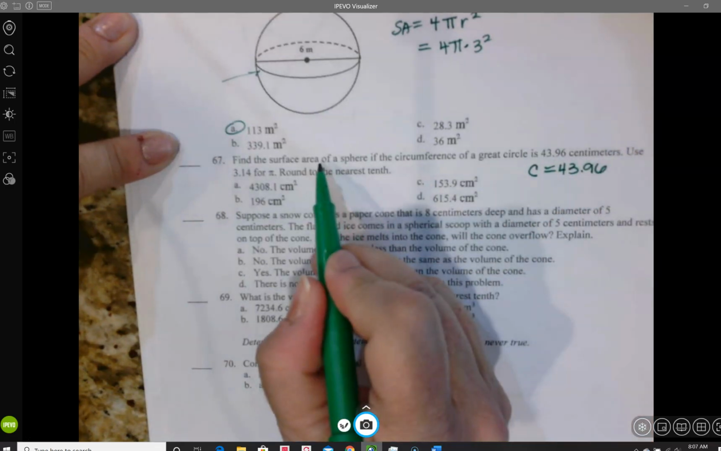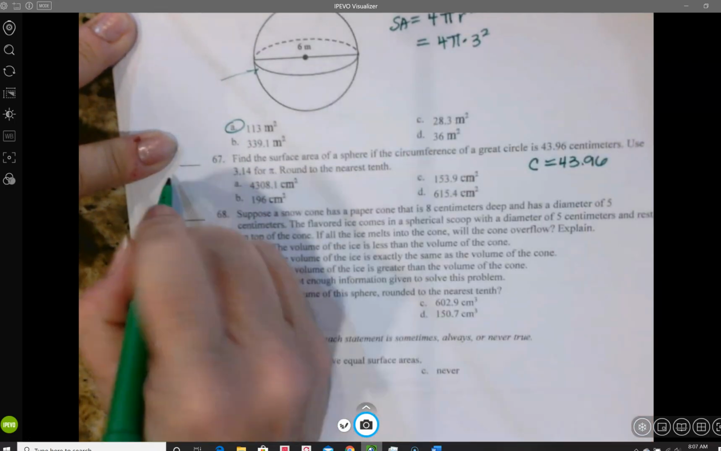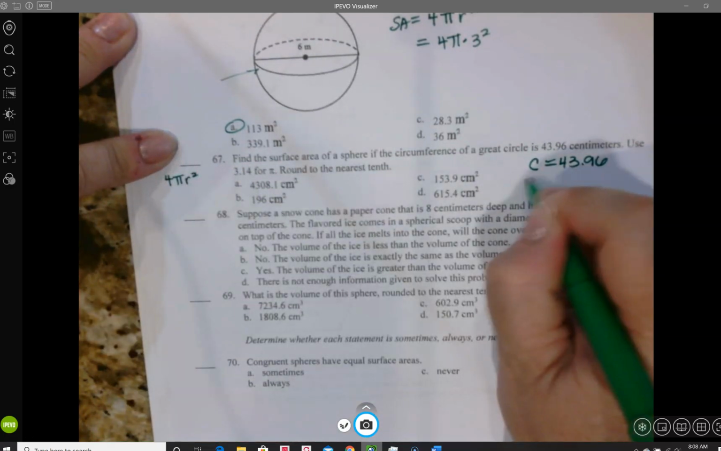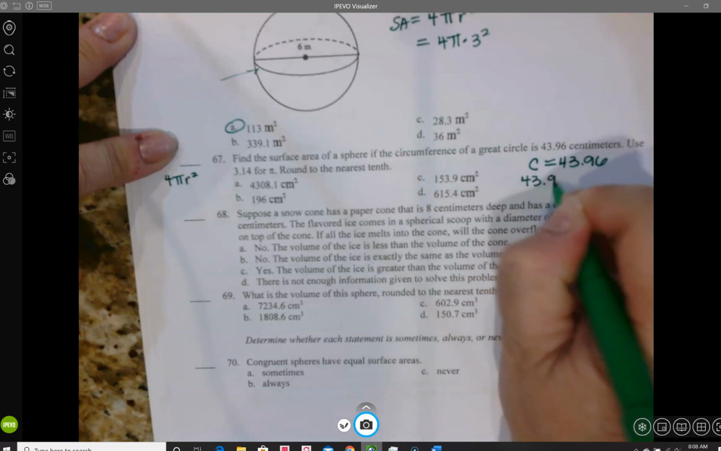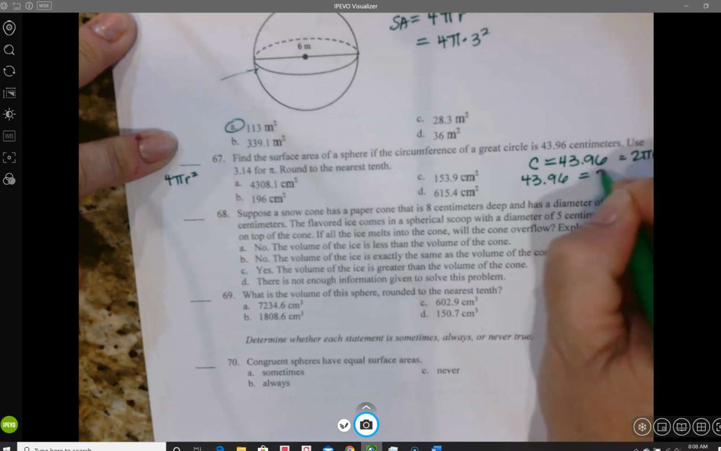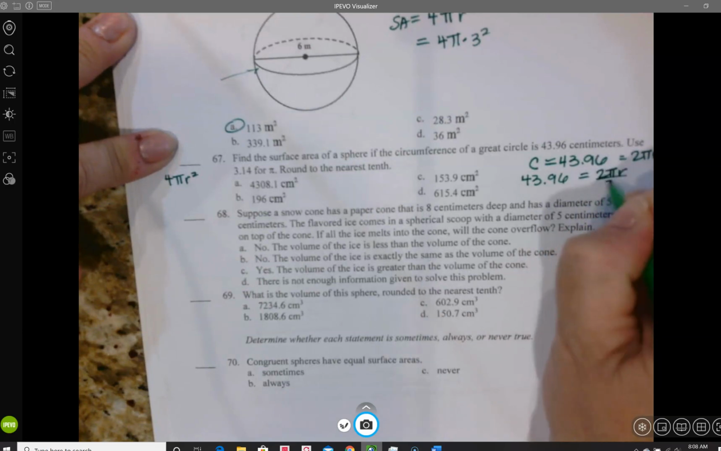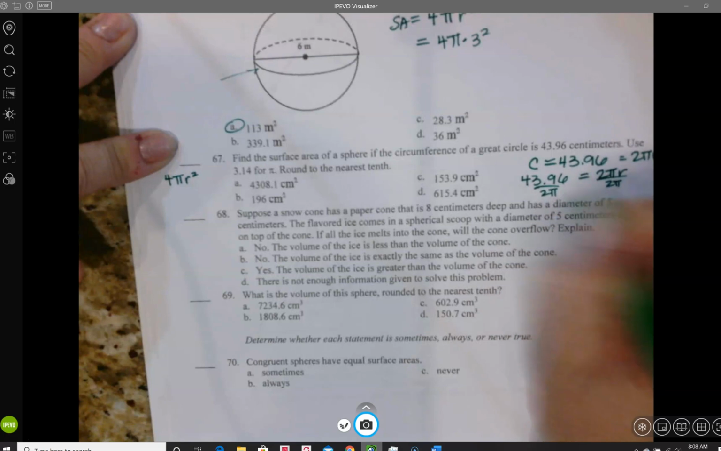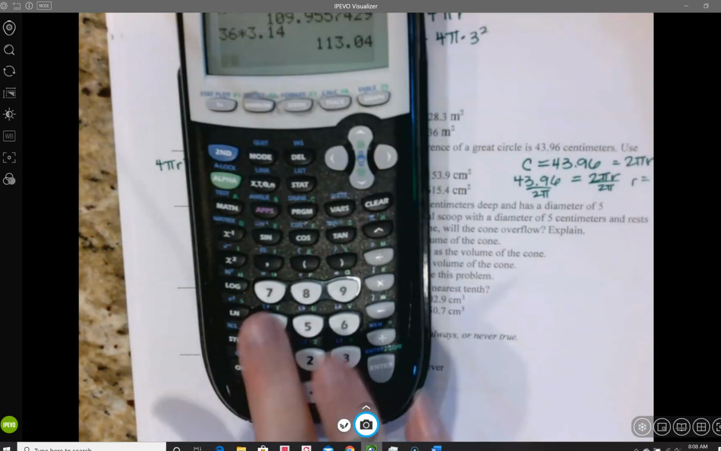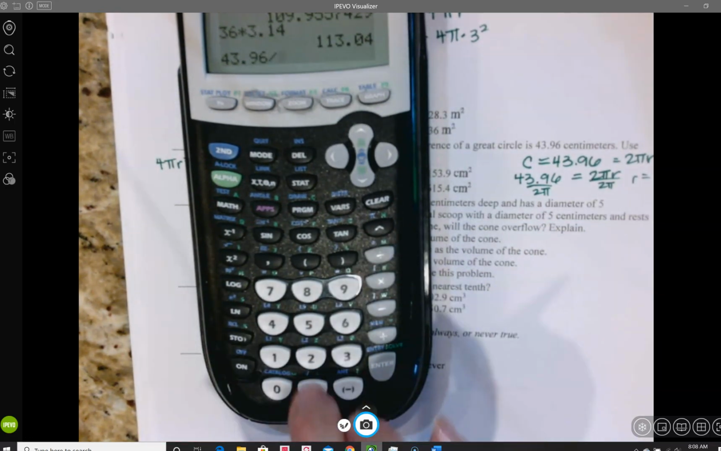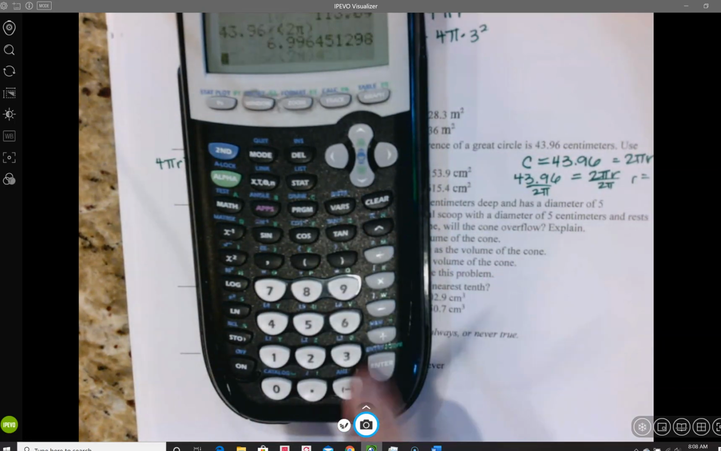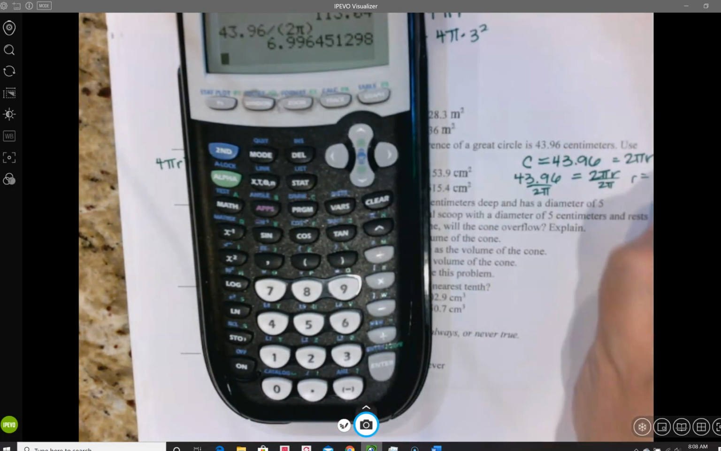So in order to find surface area, what do we need? We need 4 pi r squared. So we need to know the radius. If I know that this circumference, the formula for circumference is 2 pi r, I can divide by 2 pi on both sides, and I'll use my calculator to get what the radius is. So I'm going to go 43.96 divided by 2 pi, and my radius is 7.